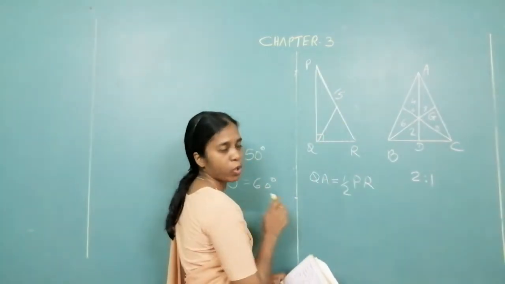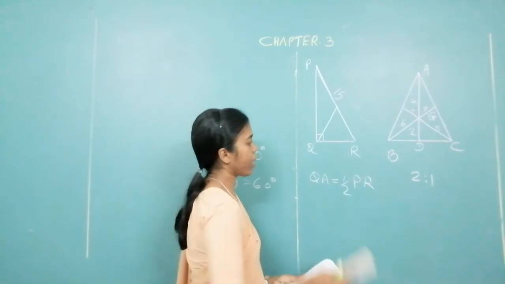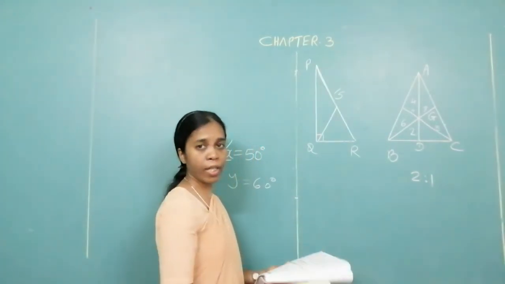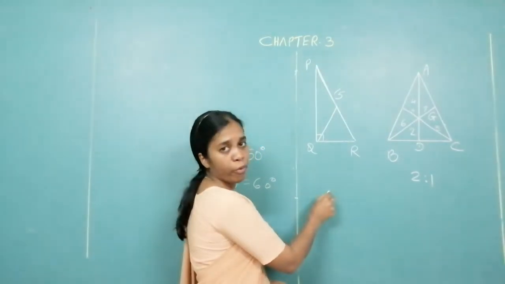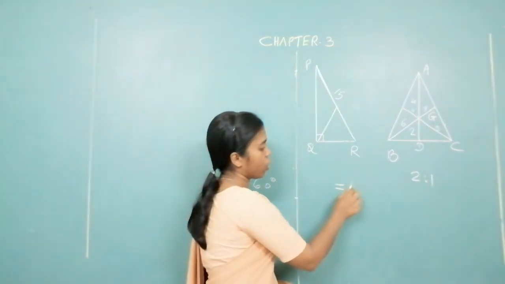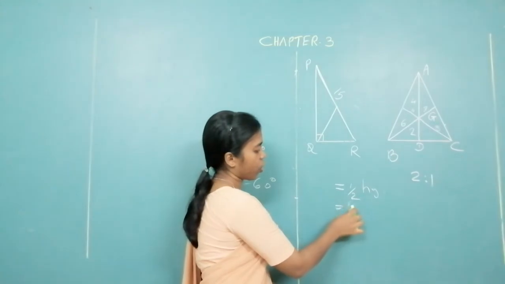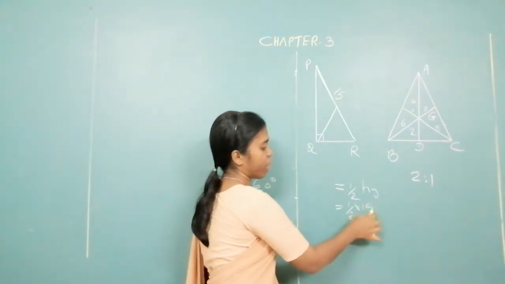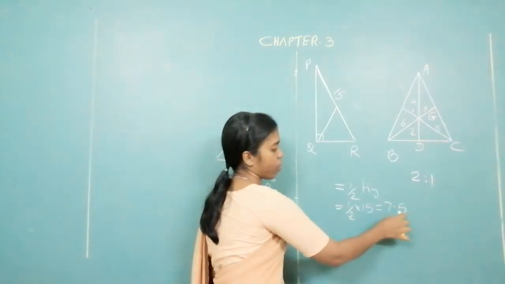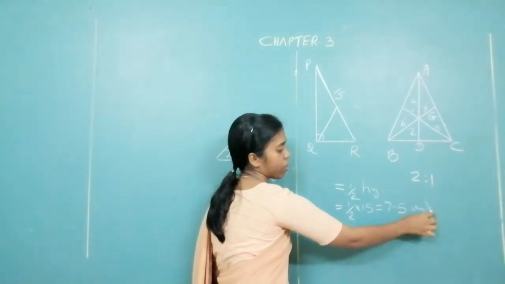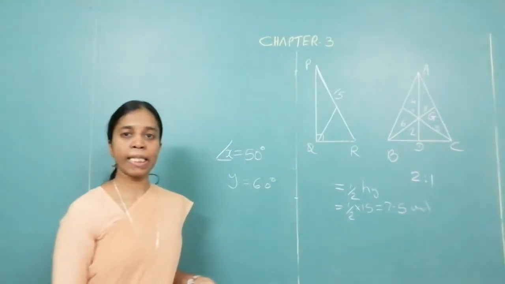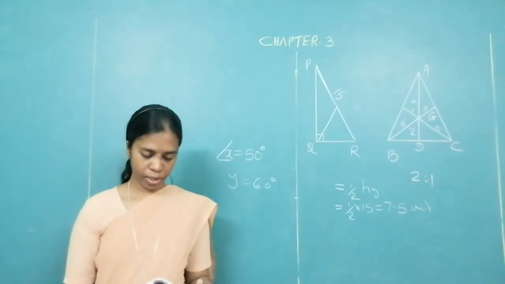So what can you write over there? You can directly write the answer. The length of the median is equal to half of the hypotenuse. That is equal to half into 15, that is equal to 7.5 units, because it is not mentioned whether it is centimeter or meter.